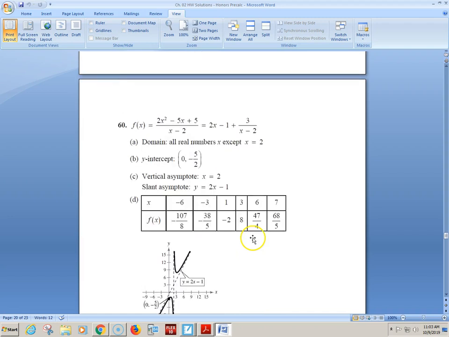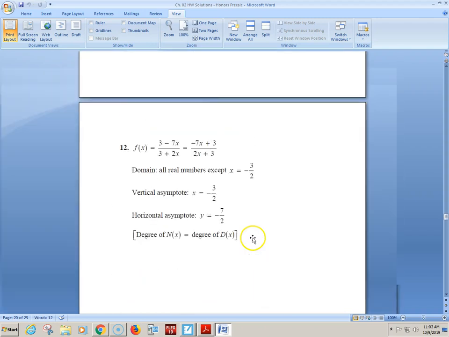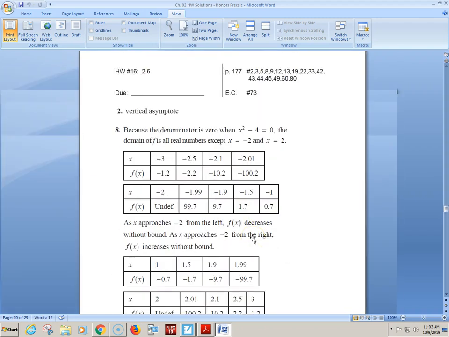Can you go over 12, sorry, on 2.7, after we finish grading? Okay. So 2.6, number 2 is vertical asymptote.